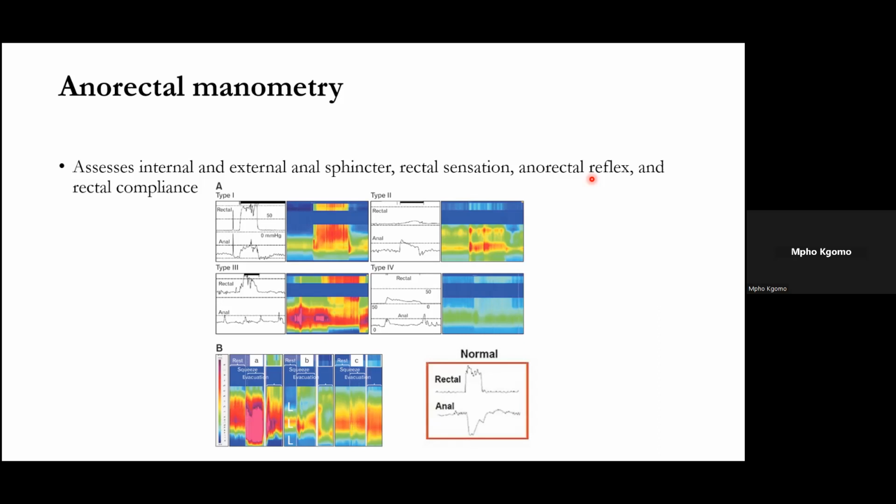Yusuf from Pretoria. I'm not quite sure, Prof. Okay, so your internal contributes 70%. The internal sphincter, which you cannot control, contributes 70% of the pressure of the rectum, and the external is only 30%. So in most of these dyssynergias, the problem is mainly the internal anal sphincter.